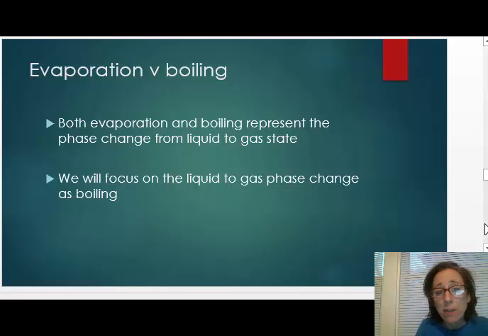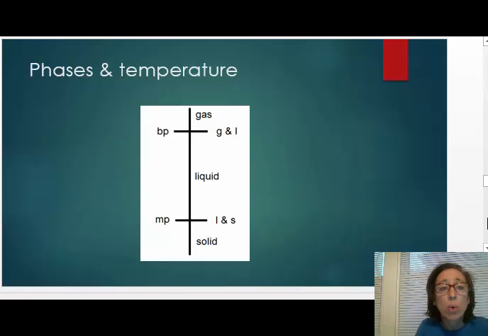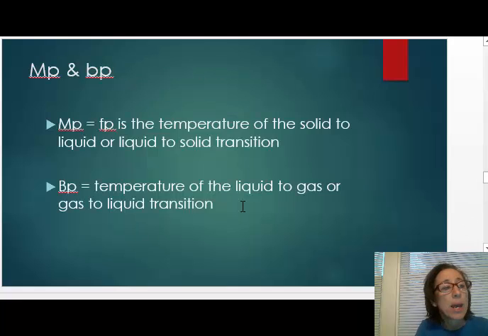Evaporation is a phase change from liquid to gas, but to simplify our discussion, we will refer to the liquid to gas phase change as boiling, which occurs at a specific temperature and pressure. This brings me to 2 important physical properties: melting point, or MP, and boiling point, or BP, the temperatures at which melting and boiling occur for a substance.